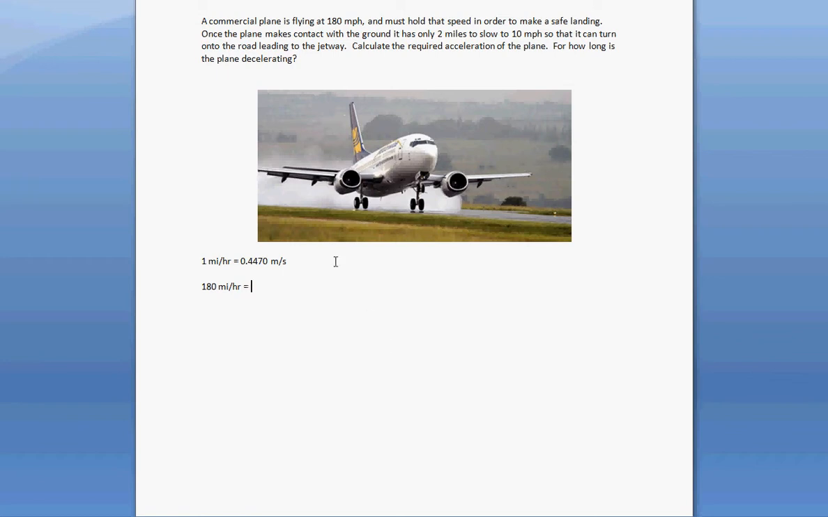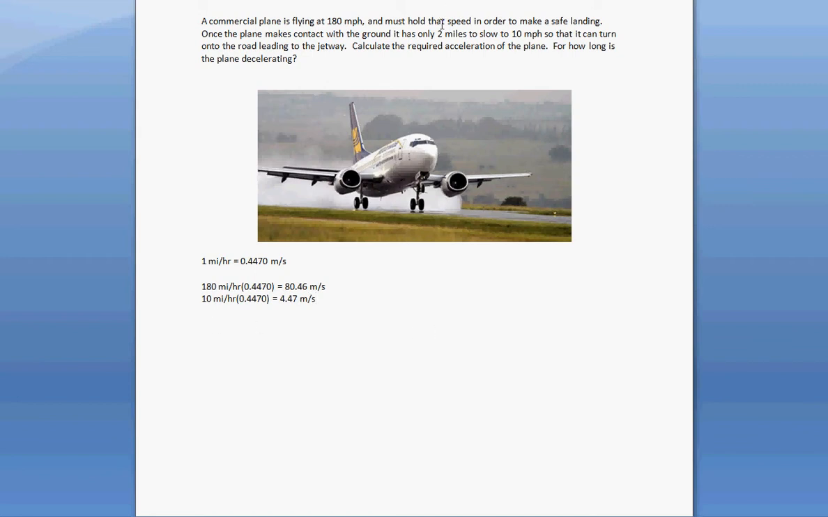So 180 miles per hour is going to get multiplied by 0.4470. And that's going to give me 80.46 meters per second, which is a smaller number than the 180. We're going to do the same thing for the 10 miles per hour. We're going to multiply that by the 0.4470, and that's going to give 4.47 meters per second.